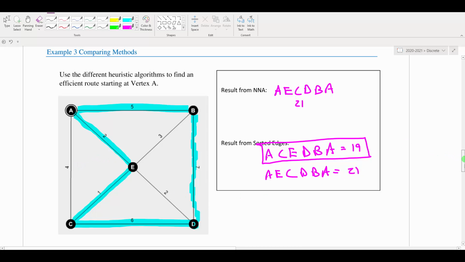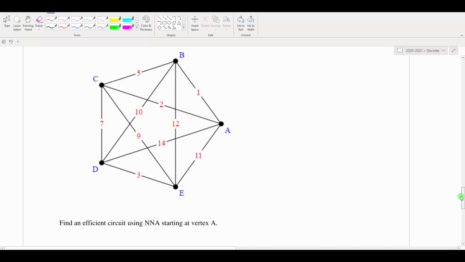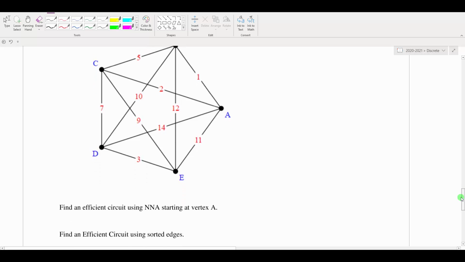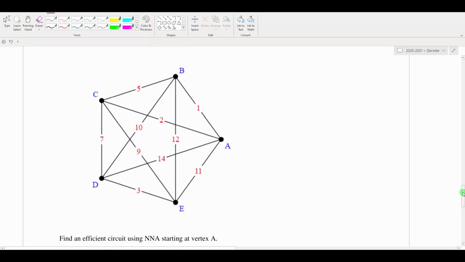All right, so last one. Let's do one more just to make sure we got this down. So we're going to do nearest neighbor and then sorted edges. So let's do nearest neighbor first. And so we're going to start at vertex A.